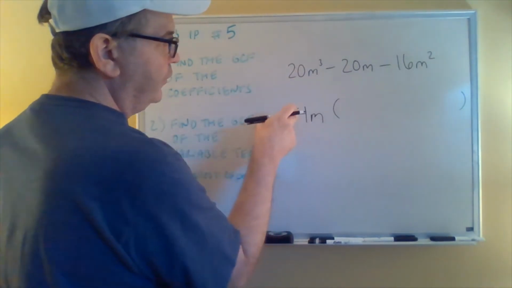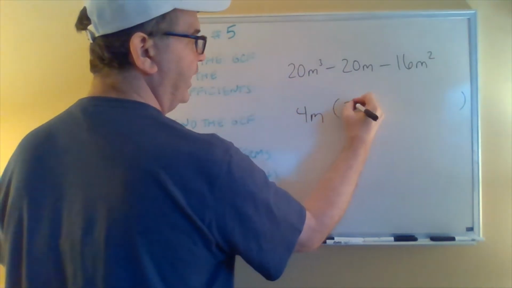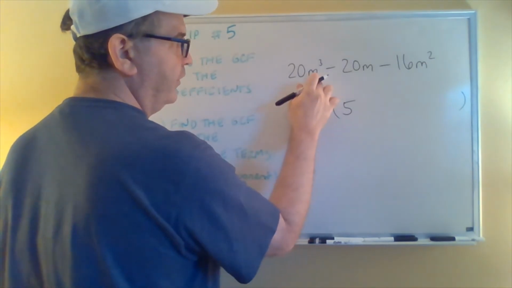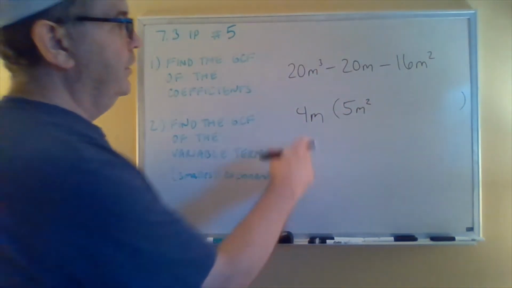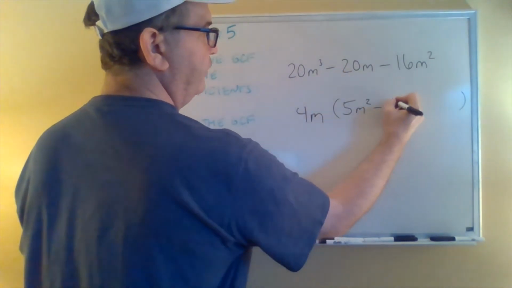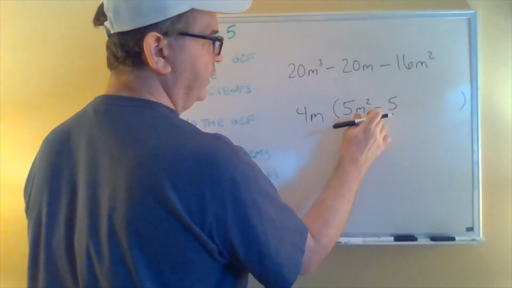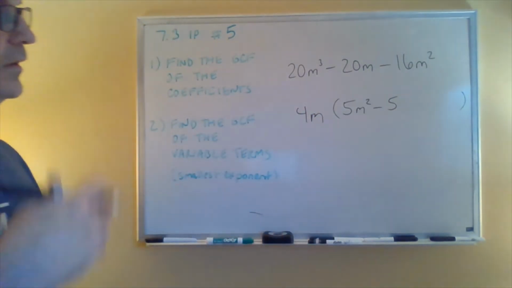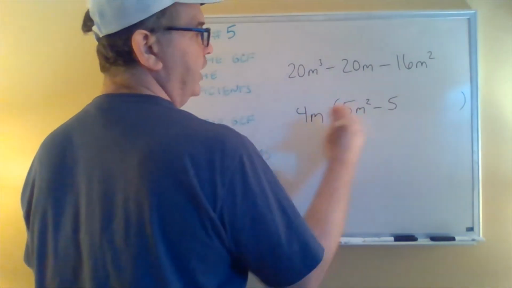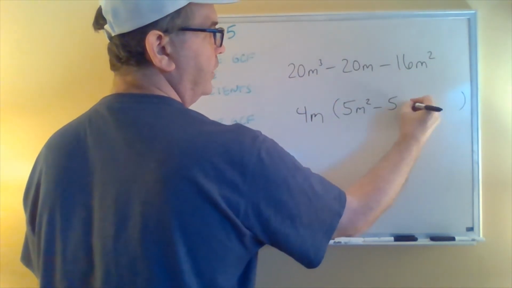I'll do the number first. 20 divided by 4 is 5. And when I take an m out of m cubed, I am left with m to the 2nd. 4 into 20, still 5. Watch my sign. If it was subtraction up here, it's subtraction down here. And m divided by m, well, that's just 1. They cancel out.